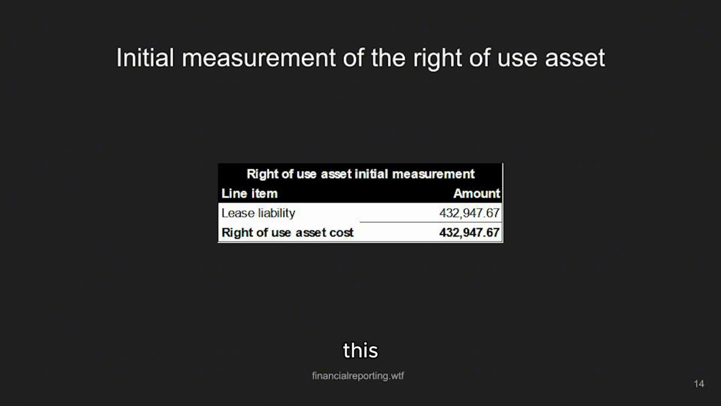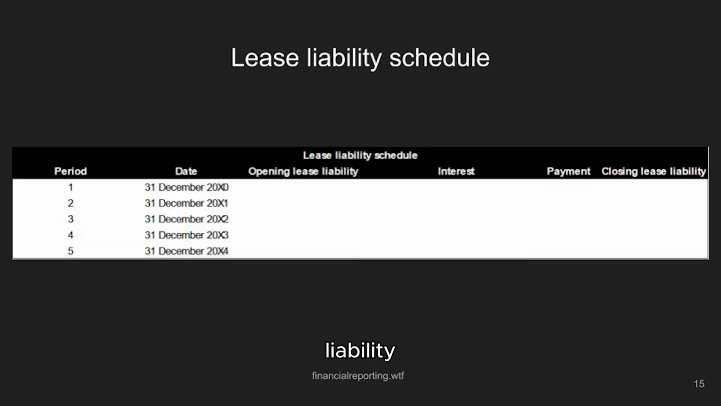We will come back to this when we prepare our right-of-use asset schedule. Let's prepare our lease liability schedule to determine our journals to post at the end of each year. We start with our opening balance being our measured lease liability. Then, we need to add interest incurred during the period. Interest is to account for the discounting we have done.